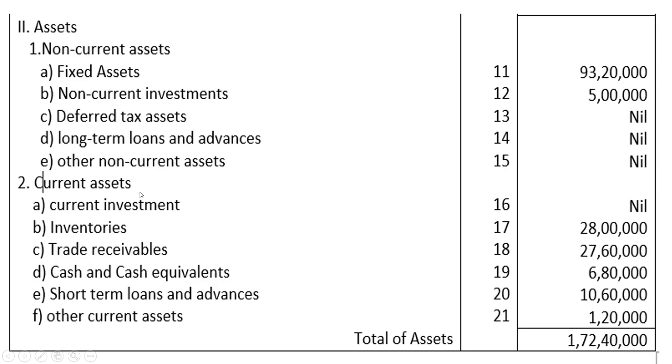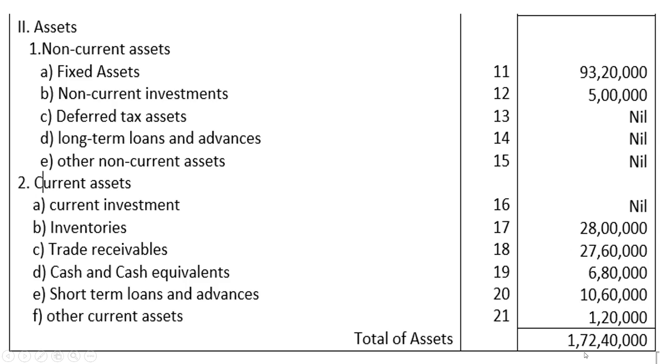And the second one is current assets. Under that A, current investments, note number 16, nil. B, inventories, note number 17, 28 lakh. And C, trade receivables, note number 18, 27 lakh 60,000. And D, cash and cash equivalent, note number 19, 6 lakh 80,000. And E, short-term loans and advances, note number 20, 10 lakh 60,000. And F, other current assets, calculated in note number 21, rupees 1 lakh 20,000.